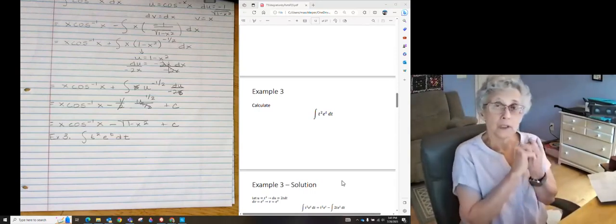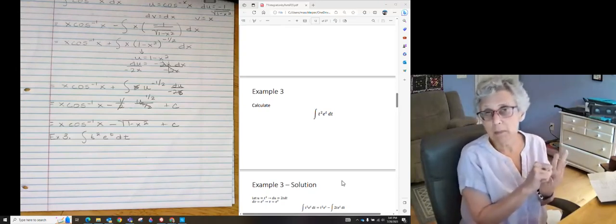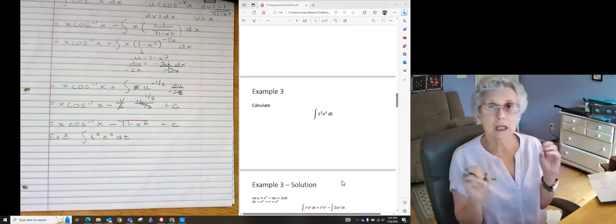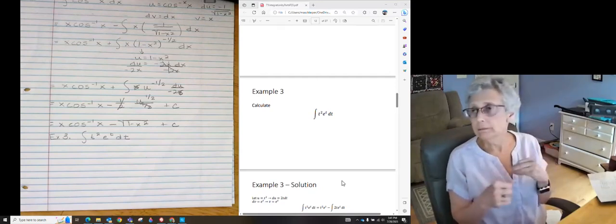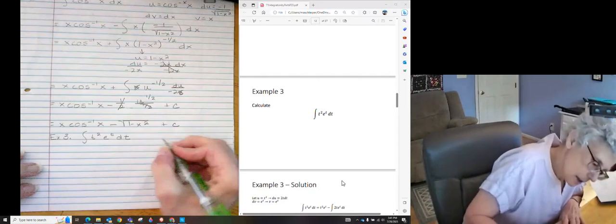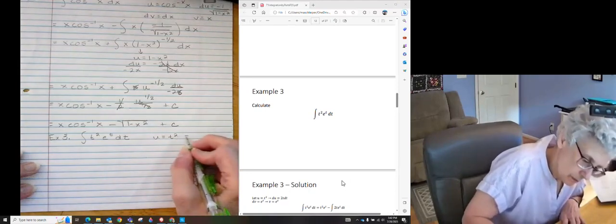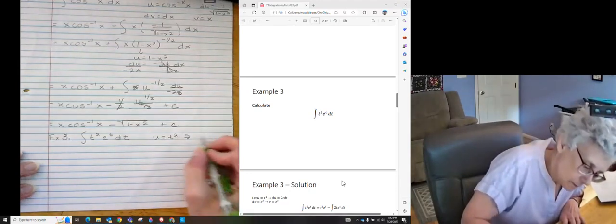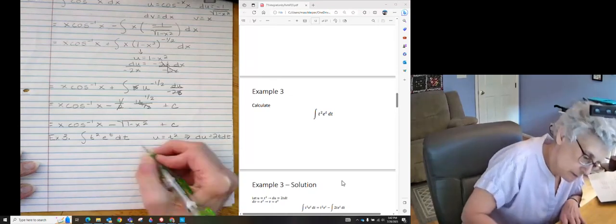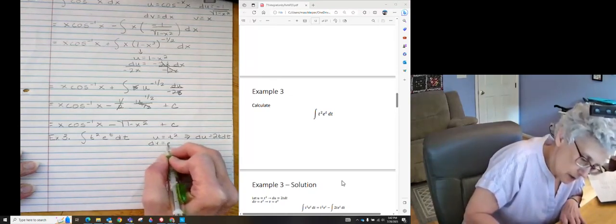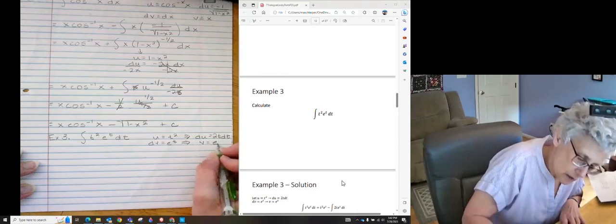So we had straightforward integration by parts. We had integration by parts which were kind of disguised because it didn't really look like a product. This one we have a product. So let's let u be equal to t squared, easy to differentiate. du would be equal to 2t dt. dv is e to the t, so v is e to the t.